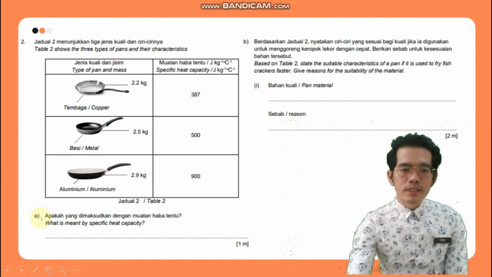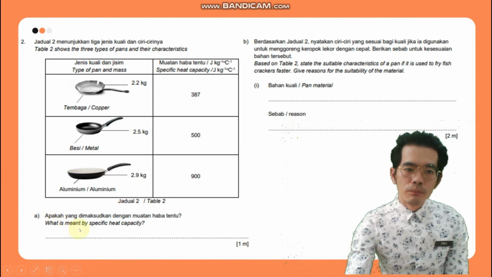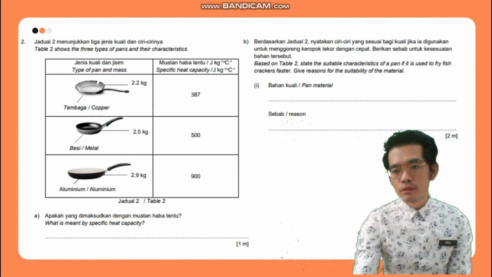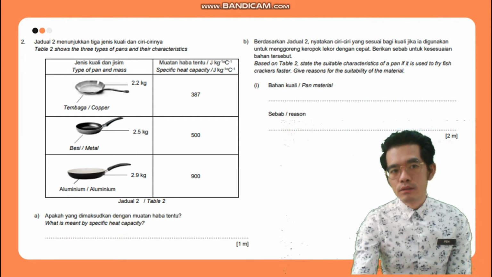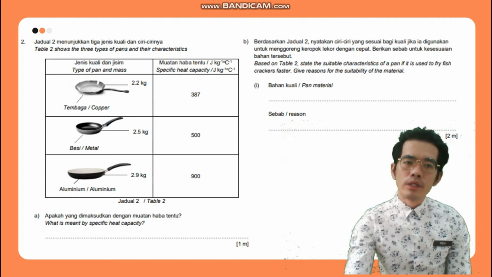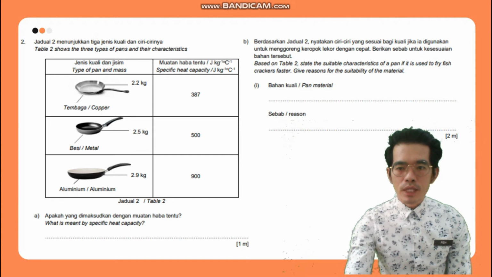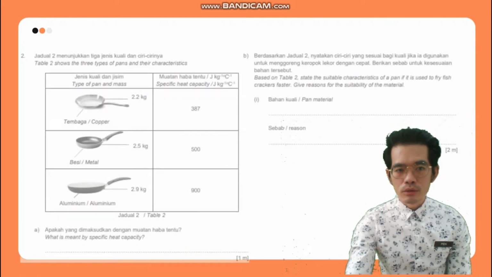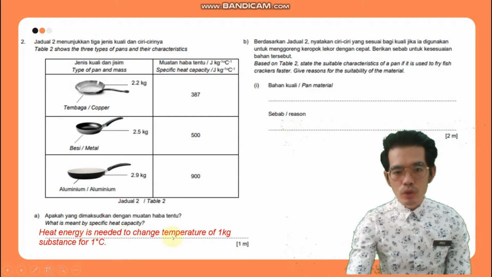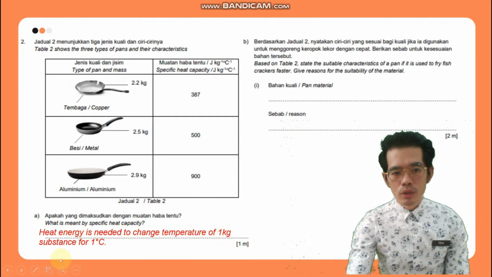So the first question asks us to give the meaning of specific heat capacity. This is the same definition as in question 1, right? So here we discuss the heat required to increase the temperature of a substance of 1 kg by 1 degree Celsius. So the answer: heat energy is needed to change the temperature of 1 kg of substance by 1 degree Celsius.